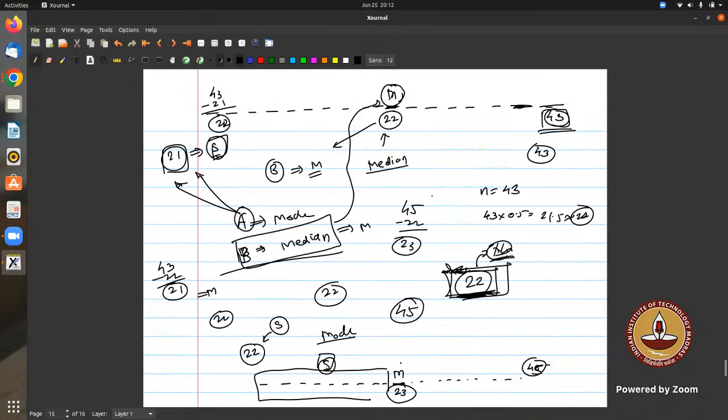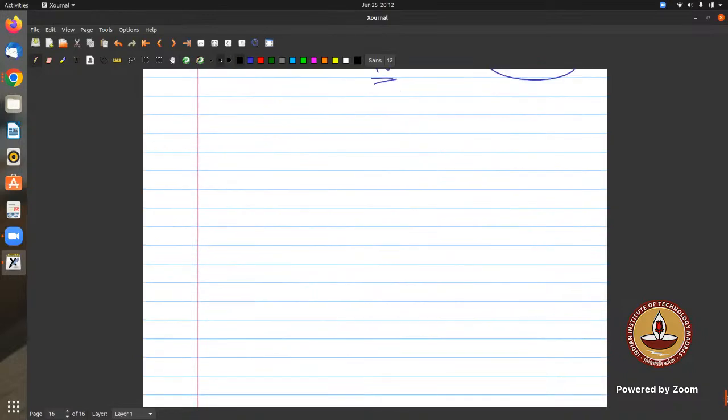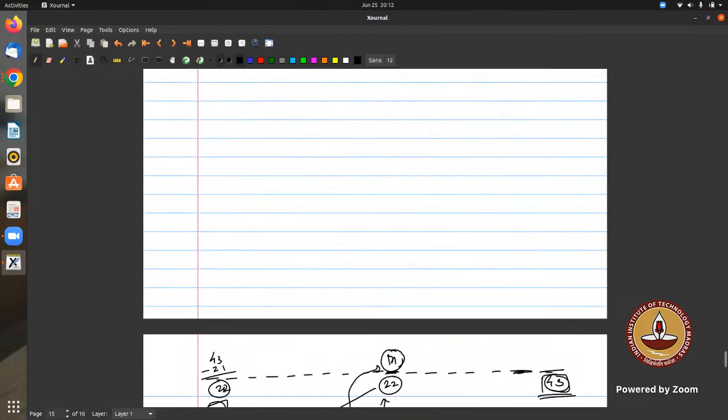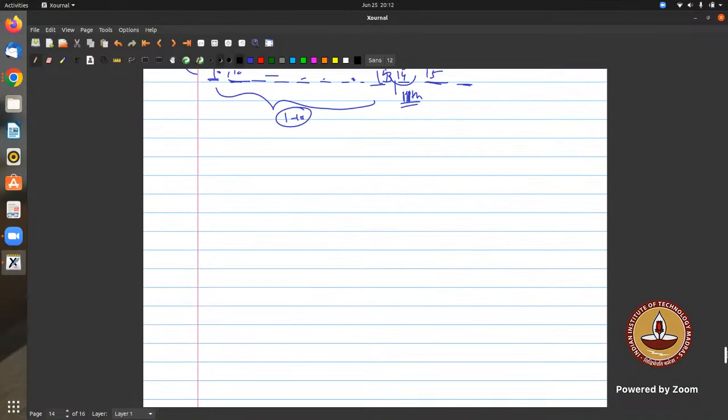Okay, maybe I'll try to draw the table for this. It will be better. Let's say 15 players wear S. Out of 43, 15 S, 12 M. 15 plus 12 is 27. Then 10, let's say L, that makes 37. And the remaining 6 will be XL, for example. So what is the mode here? S. Yes, S is the mode.